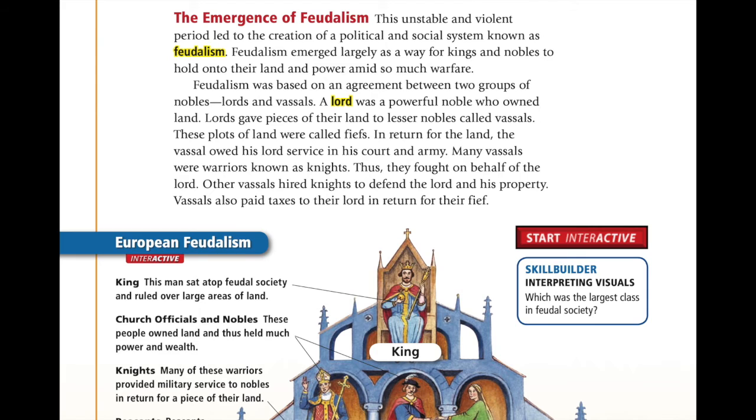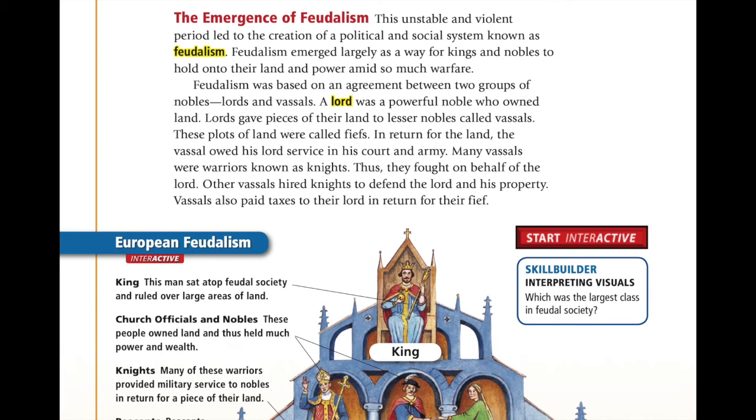The emergence of feudalism. This unstable and violent period led to the creation of a political and social system known as feudalism. Feudalism emerged largely as a way for kings and nobles to hold onto their land and power amid so much warfare. Feudalism was based on an agreement between 2 groups of nobles, lords and vassals. A lord was a powerful noble who owned land. Lords gave pieces of their land to lesser nobles called vassals. These plots of land were called fiefs.